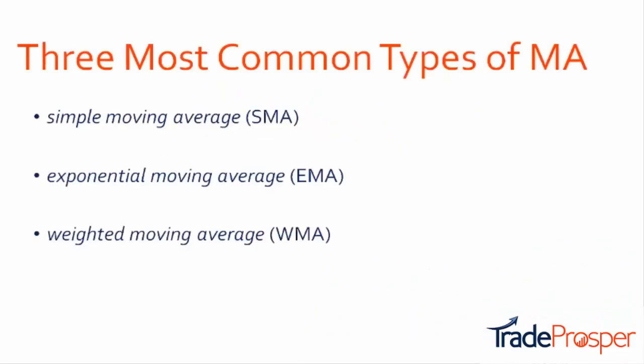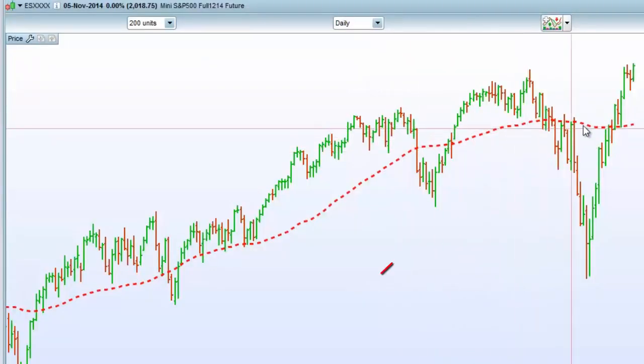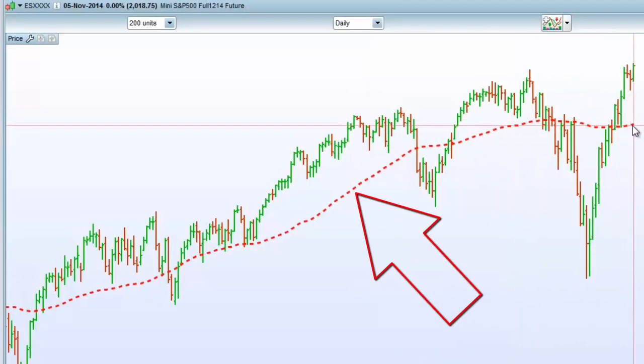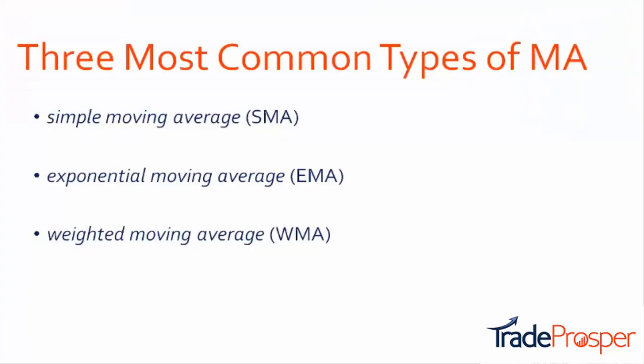Moving averages are very simple. Basically, it's a price indicator that shows the average value of a security's price over a period of time. The moving average is usually represented on a chart as a solid line or a dotted line. Let's talk a little bit about the three most common types of moving averages that I have up here. So first, we have the simple moving average.